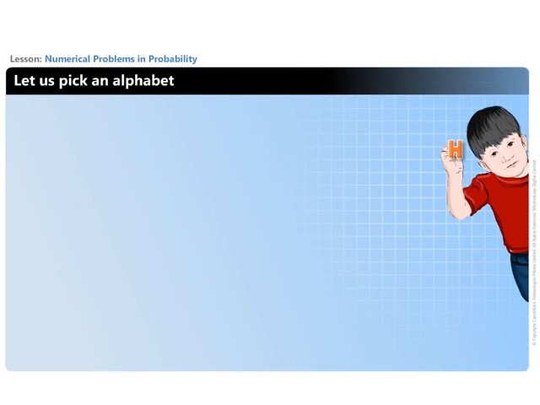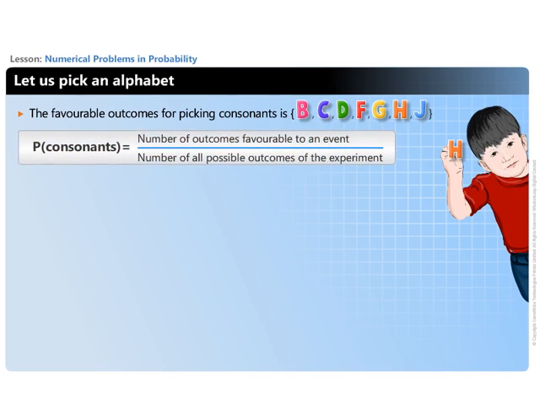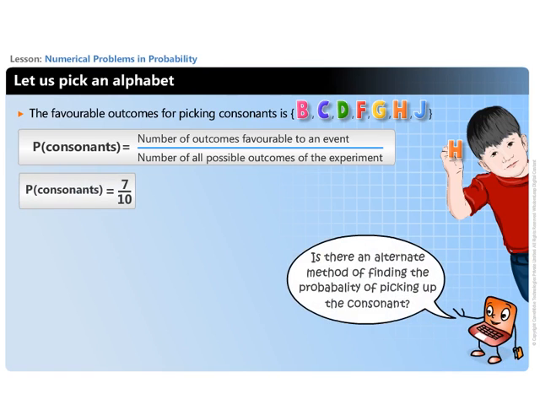Now, the child has picked up a consonant. The number of favorable outcomes of picking consonants B, C, D, F, G, H, J is equal to 7. So, probability of picking up a consonant, P(consonant), is the ratio of the number of outcomes favorable to an event to the number of all possible outcomes of the experiment, which is equal to 7 by 10.